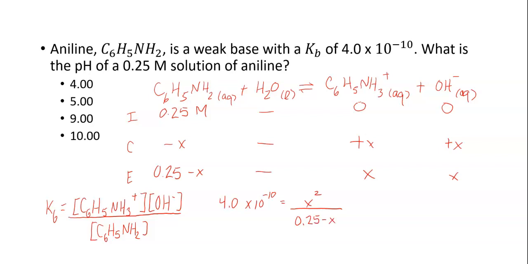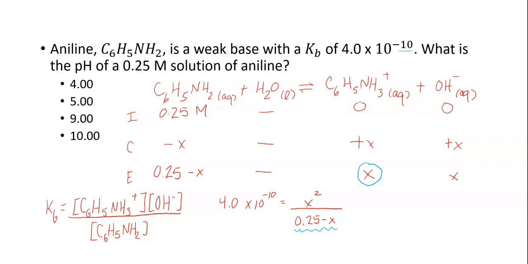Now, hopefully you've learned that a lot of times we can ignore the minus x for a weak acid or a weak base. The reason is because x is very small. Similar to the last problem, x is really the amount of our products that are being produced, and if we have a small K value, that means we're not producing very many products. Now, in certain cases, you have to be a little bit wary about ignoring the x. Particularly, this is not one of those cases because our K is very small. It's 10 to the negative 10th.